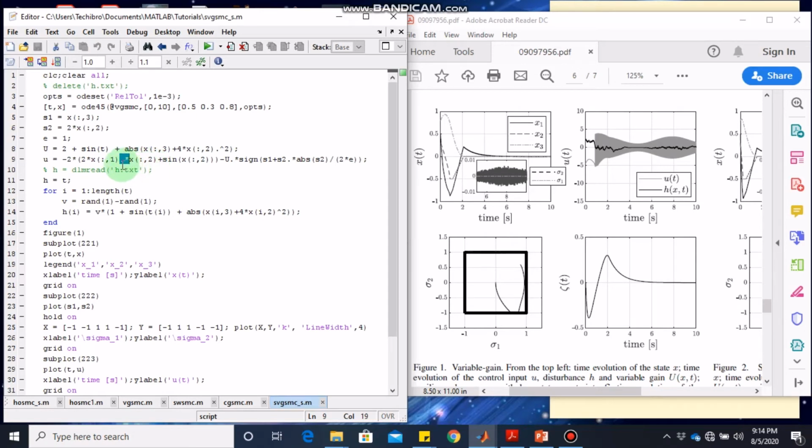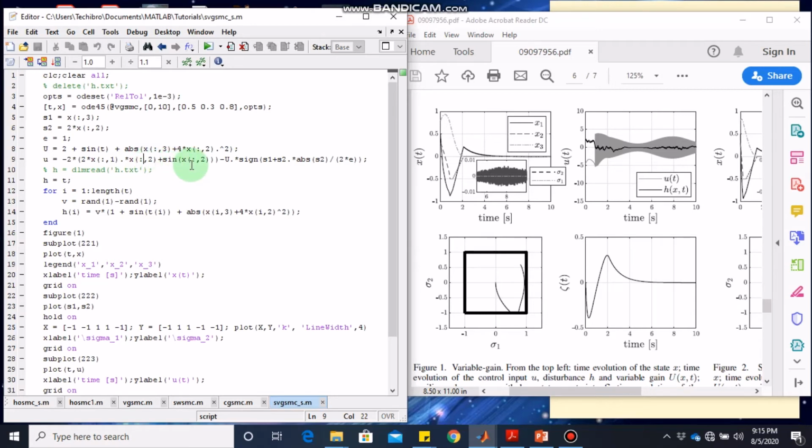Dot star is the component-wise multiplication of x all rows and column 1 with x all rows and column 2. So x all rows and column 1 is all values of x1 in the state trajectory, and x column 2 is all values of state x2 in the state trajectory.